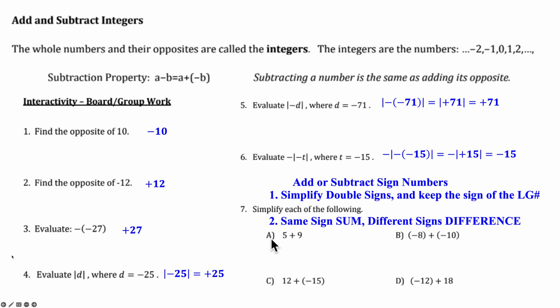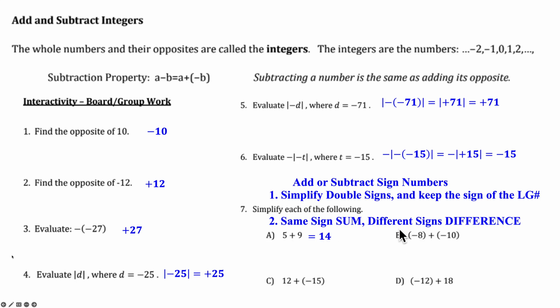So looking at A, I have a positive 5 plus 9. There's no double signs. Okay, the sign of the largest number. 9's bigger, it's positive. My answer is positive. The signs are the same. They're both positive numbers. Add together, 5 plus 9, 14.